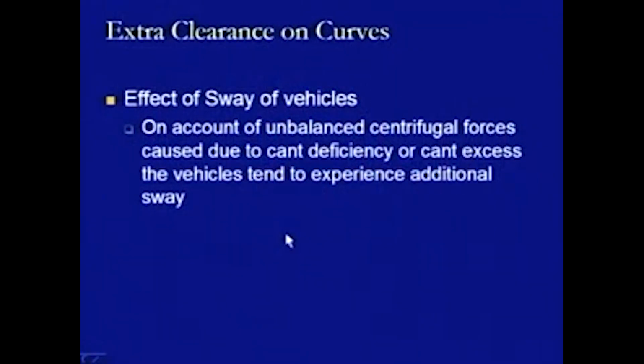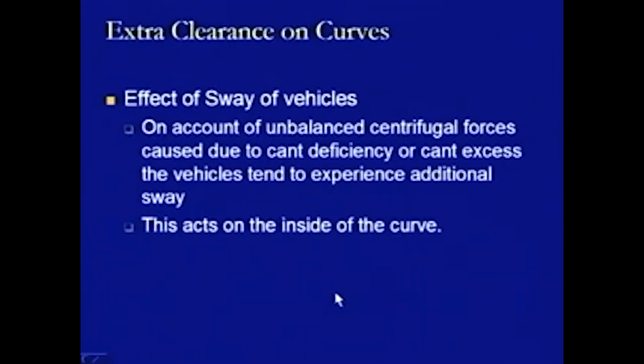So, if that is happening, then whatever the amount by which it is shifting towards the inside of the curve, we have to provide that value on the inner side of the curve. On account of the unbalanced centrifugal force caused due to cant deficiency or cant excess, as we have seen previously, the vehicle tends to experience additional sway. This is what we have discussed as lateral movement, lateral oscillation or lateral sway. This acts on the inside of the curve.